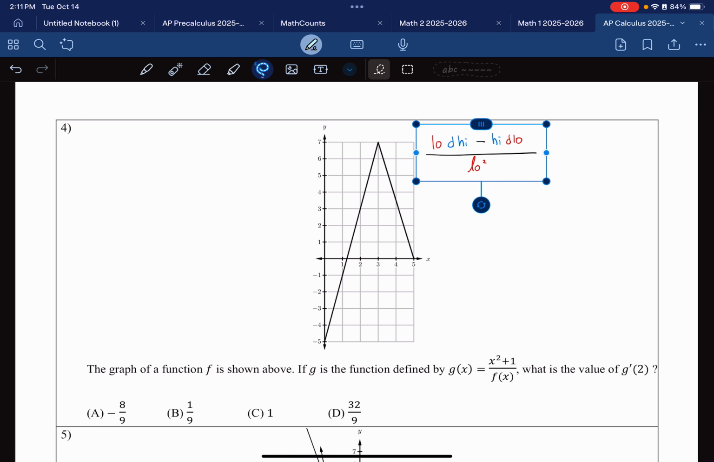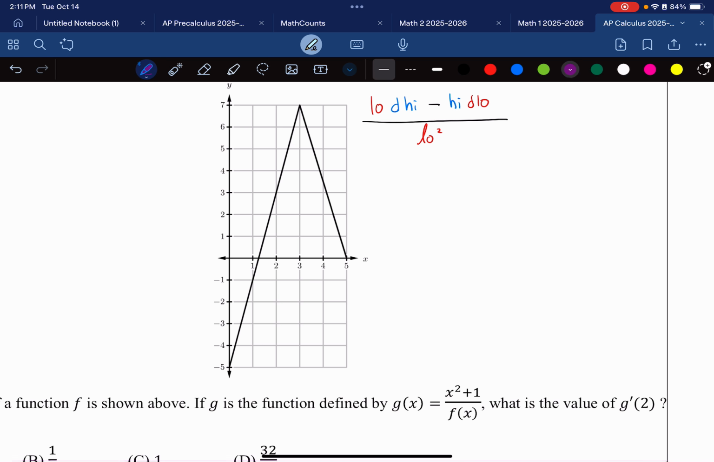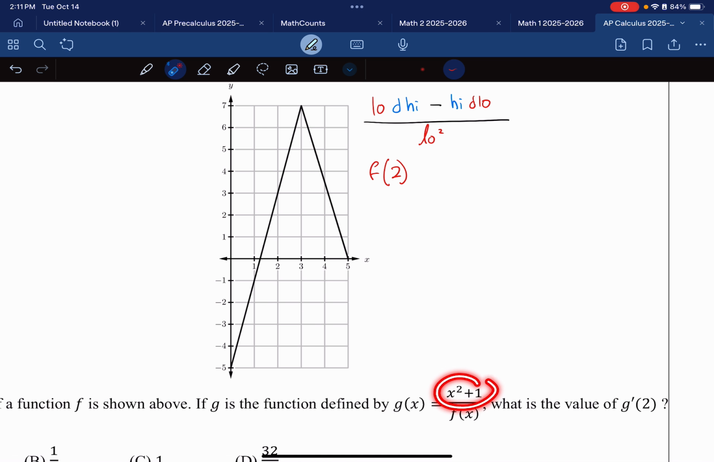Okay, so here's our formula. And low, in this case, I have to be really careful. Low is f of x, and since x is 2, I'm going to say 2 for everything. And then d high, so I'm going to take the derivative of x squared plus 1, which is 2x. And instead of saying 2x, I'm going to say 2 times the value of x, which is 2. I'm doing x and plugging it in at the same time.